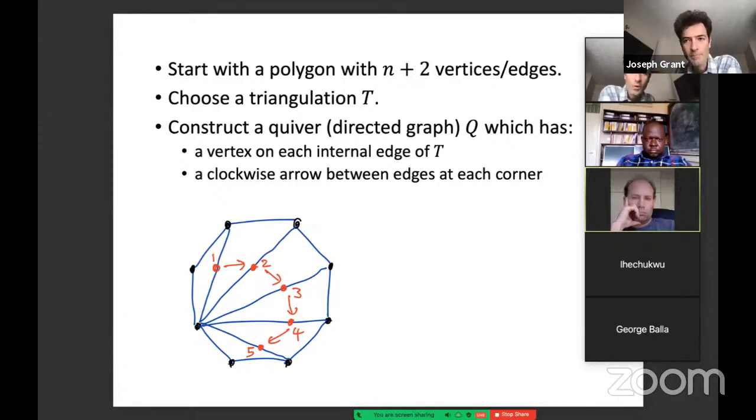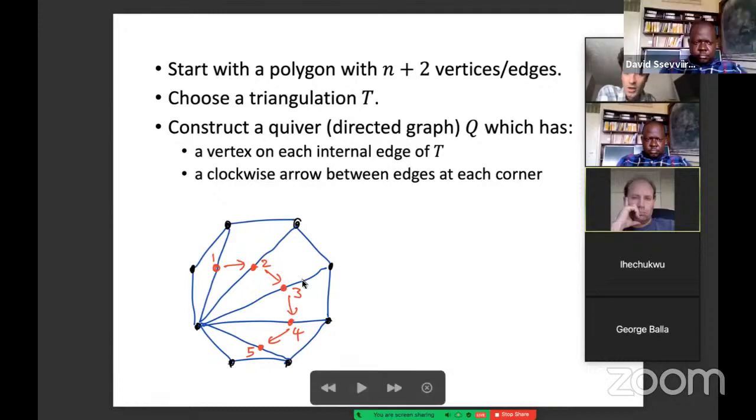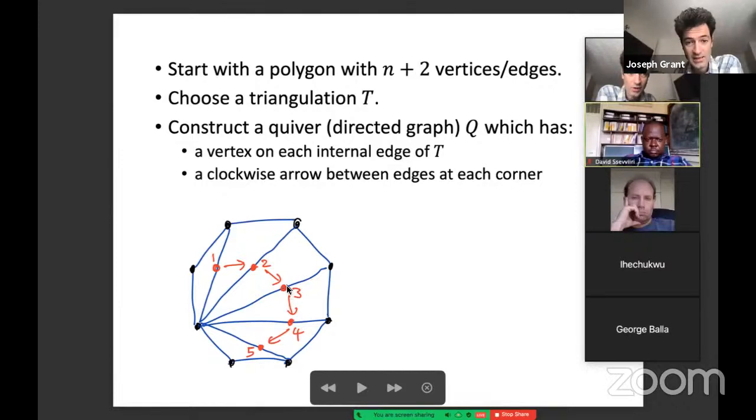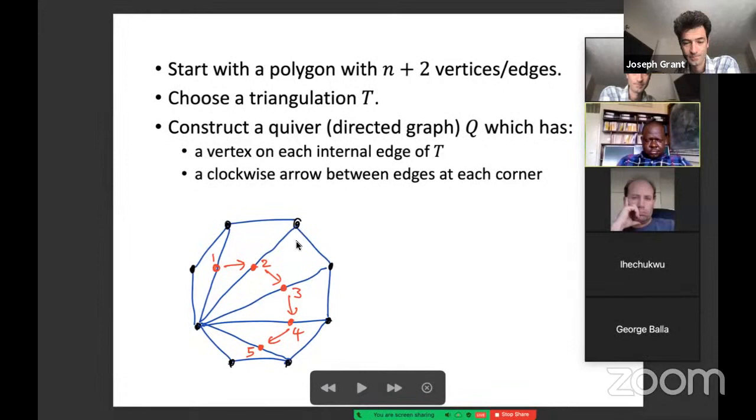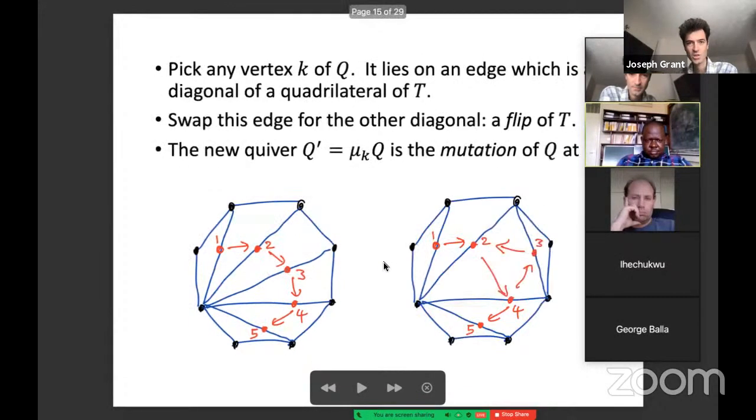Now I want to show you how to change the quiver, change the triangulation and change the quiver. So what I'm going to do is I'm going to choose a particular vertex. In this case, I'm going to choose 3 for my example. And I'm going to imagine removing it, and so removing the edge. Okay, and this thing here is a quadrilateral. I've got a 4-sided shape, and it's cut in half by this diagonal. So I want to remove it and swap it for the other diagonal. Okay, let's do that. And my second picture, you can hopefully see that I've swapped the previous diagonal for this new diagonal.